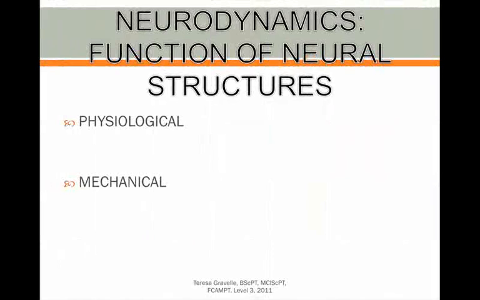Michael Shacklock first wrote a paper on neurodynamics in 1995 with the purpose of integrating the mechanics and physiology of the nervous system in the treatment of neuromusculoskeletal disorders. When we look at neurodynamics, we must consider the physiological and mechanical functions of the neural structures.